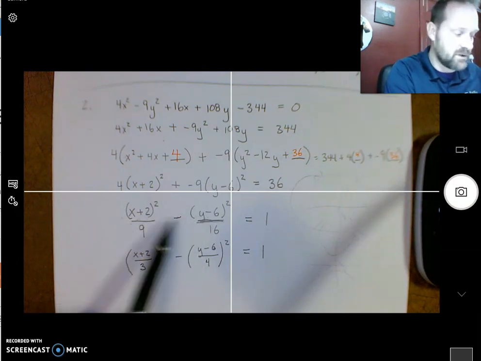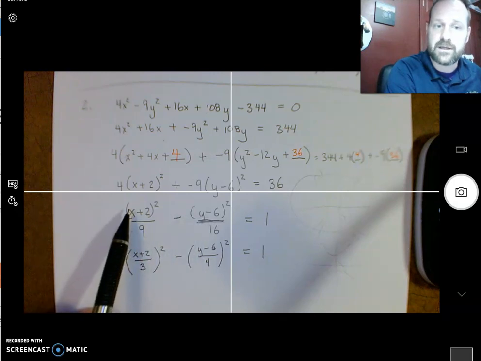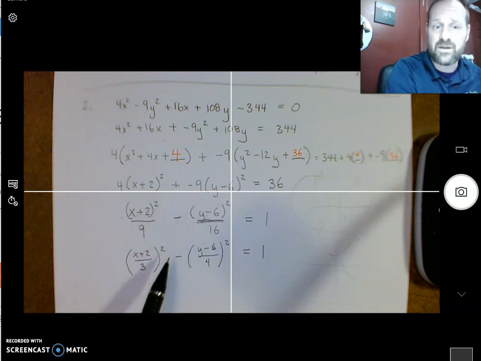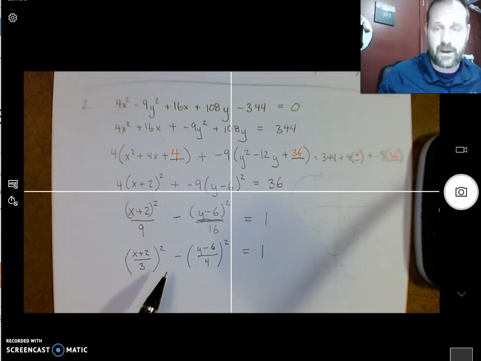The center of this hyperbola is at -2, +6. Opens in the x, centers at -2, +6. Now, what in the world do I do with these? Okay, I'm going to pause. I'm going to show you what the graph looks like and explain it.